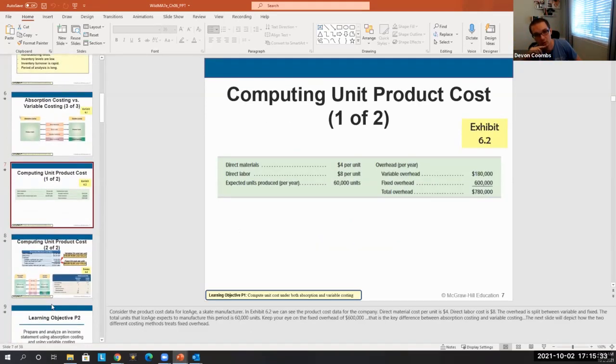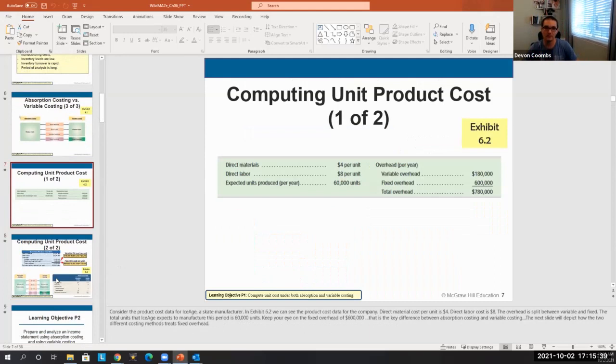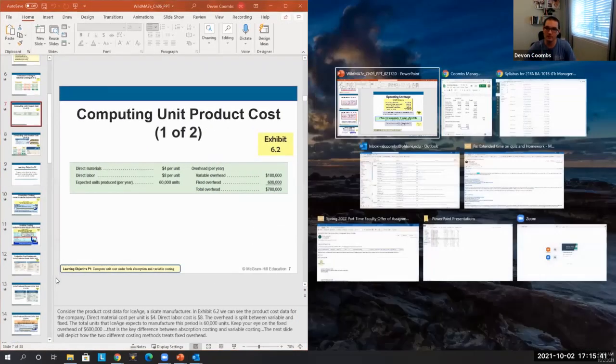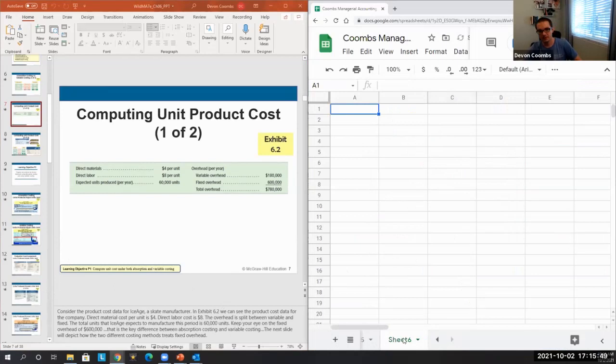So we're going to go through these in detail now, computing unit costs and the difference between variable costing and absorption costing. Let me open up our Google Sheets. Chapter 6. So let's say absorption versus variable. That's this whole chapter, because we're going to be going over absorption versus variable.